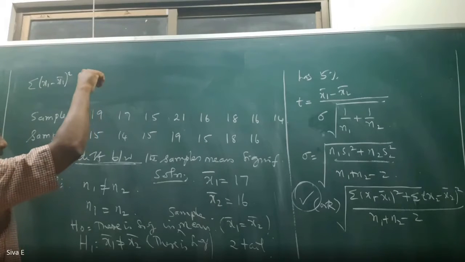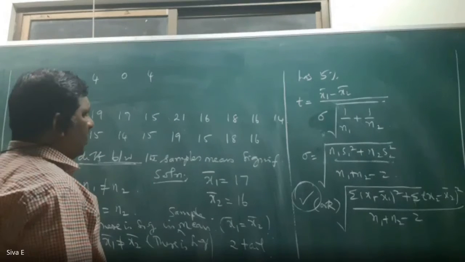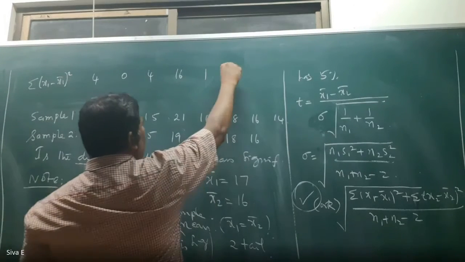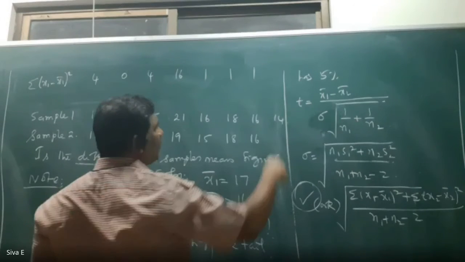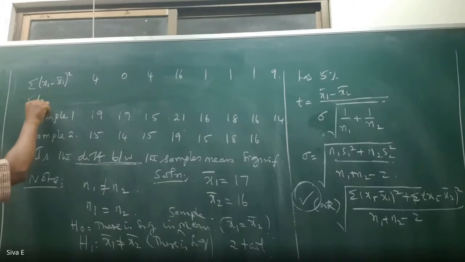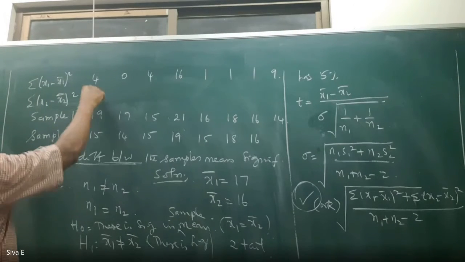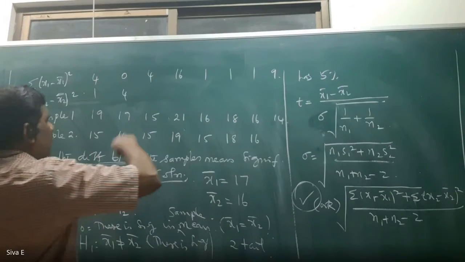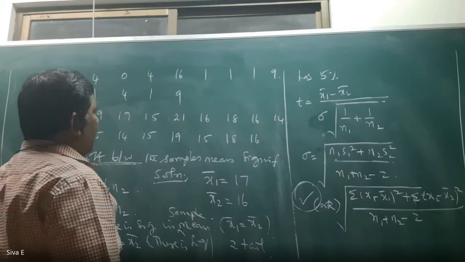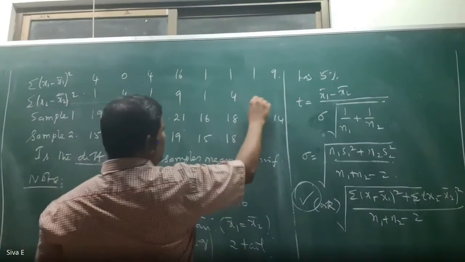Summation of (x1 minus x1 bar) whole square is 4, 0, 4, 16, 1, 1, 1, 9. Add these values. Summation of (x2 minus x2 bar) whole square: 1, 4, 1, 9, 1, 4, 0. That's all.